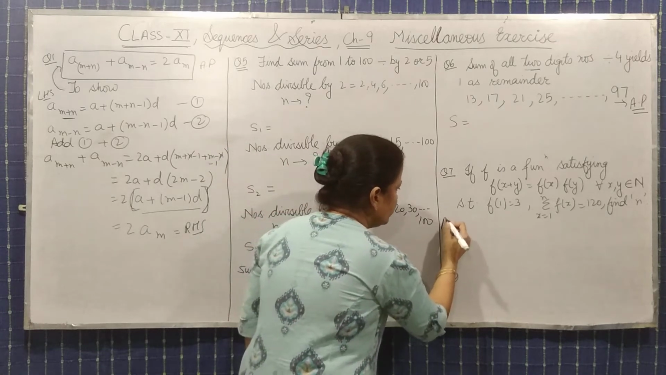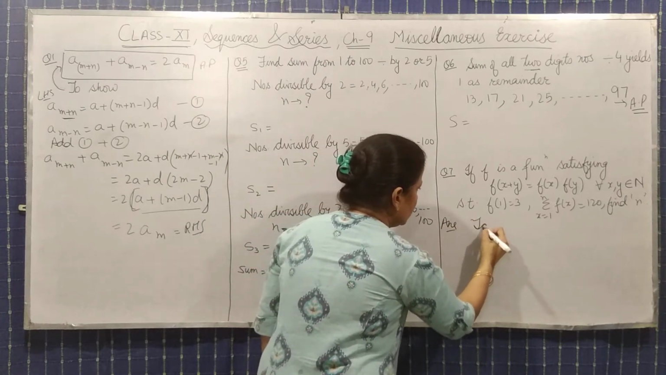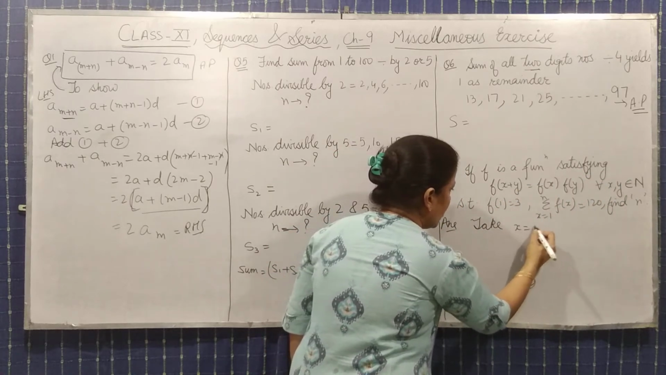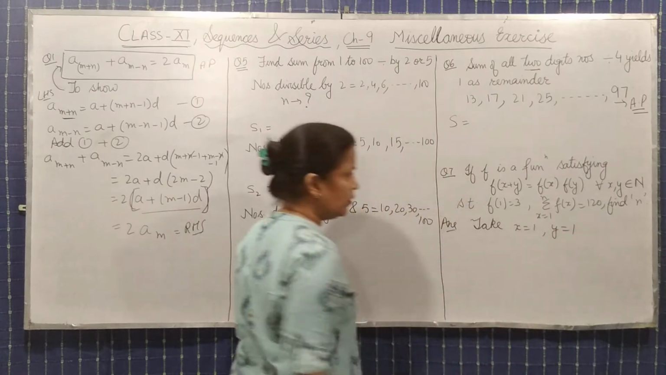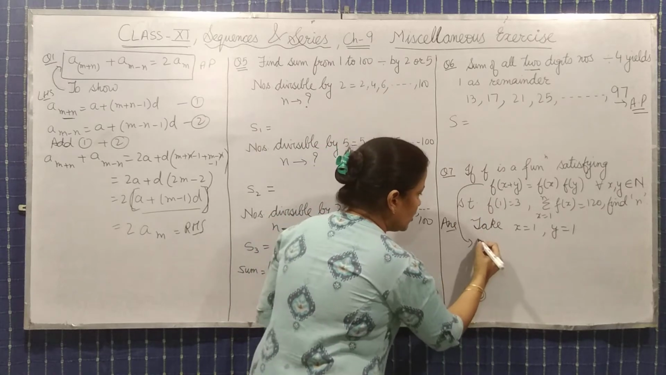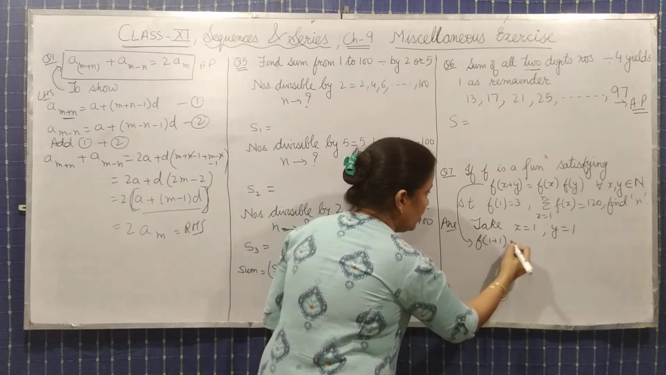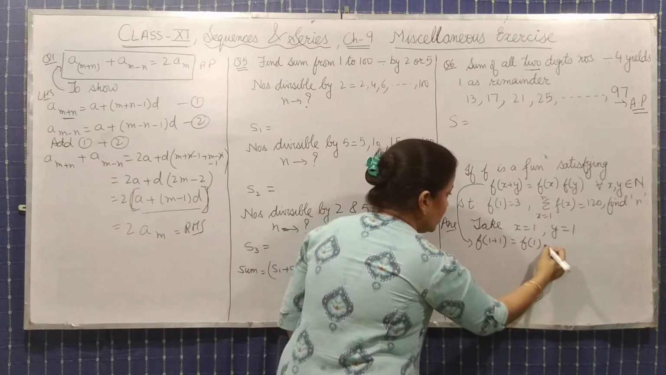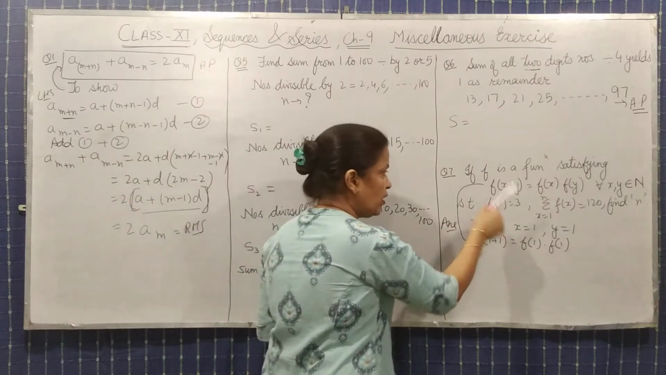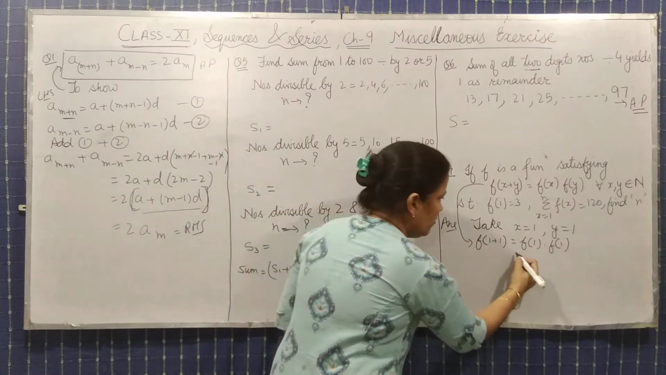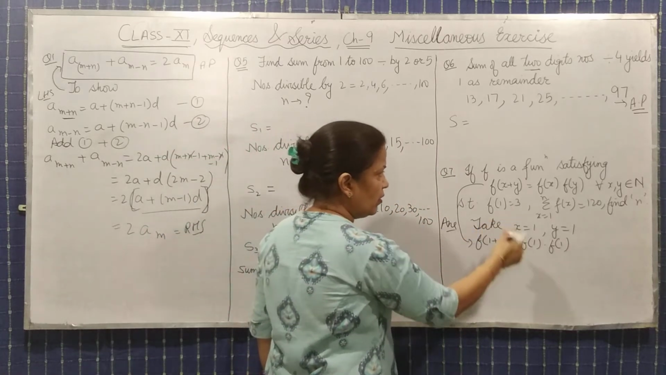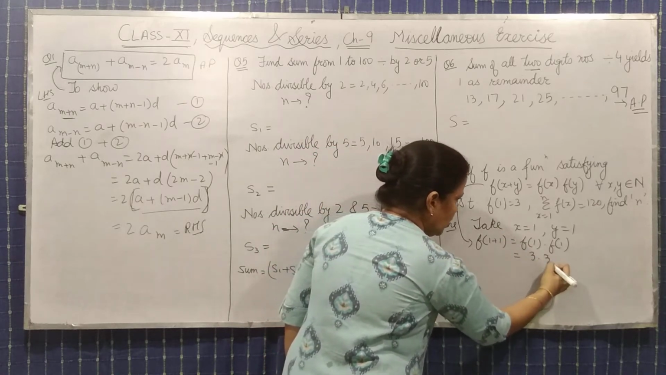So what we will do? Since x and y belong to natural number, so we will take x equal 1 and y equal 1. Now substitute this value over here. इसमें हम put करेंगे. So it will become f(1 plus 1) equal f(1) into f(1). f(1) value is given 3. So it will become, what it should be? f(1) into f(1). 3 is there. So it will be 3 into 3, that is 9.